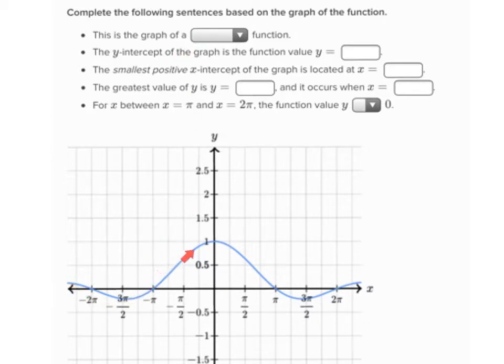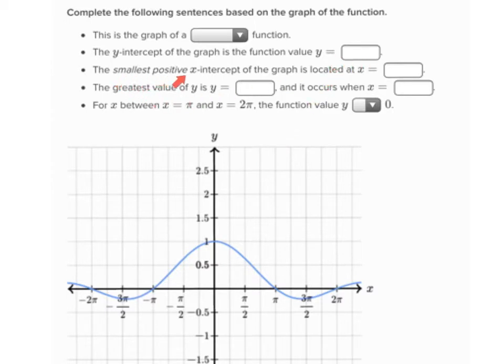Nonlinear. It's curved. It's not a straight line, so this would be nonlinear. The y-intercept of the graph is the function value y equals what? 1. It crosses the y-axis. See right here, it tells you it's the y-axis. It crosses the y-axis at 1, so right there you'd put 1.